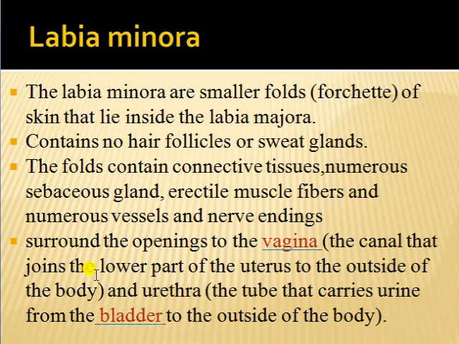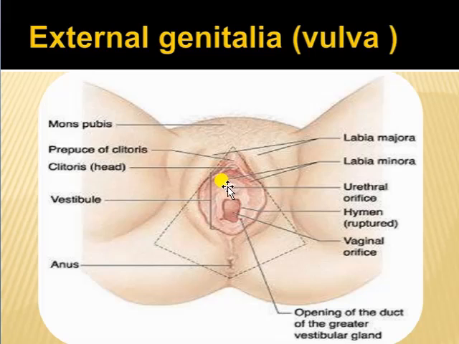Next, they surround the opening to the vagina. So it is the labia minora that surround the vagina. These layers we can call the labia minora. This is the labia majora. The labia minora surround the vagina and urethral orifice. Here they have more blood vessels and nerves present, so they are more sensitive, with more sensation.